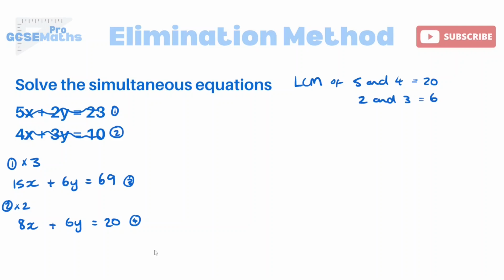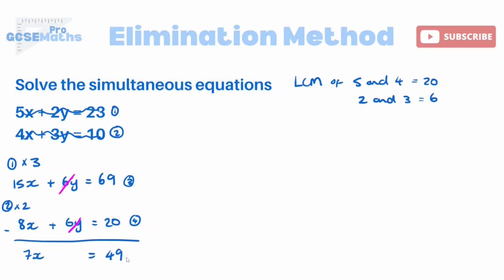Do I need to add or subtract? Well, same sign subtract, different sign add. So they're the same sign, they're both positive 6y. I have to subtract. So again, go through in columns. 15x minus 8x is 7x. Obviously, 6y take away 6y is 0, that should cancel out. And 69 take away 20 is 49. Okay, perfect. I've now got an equation, 7x equals 49.